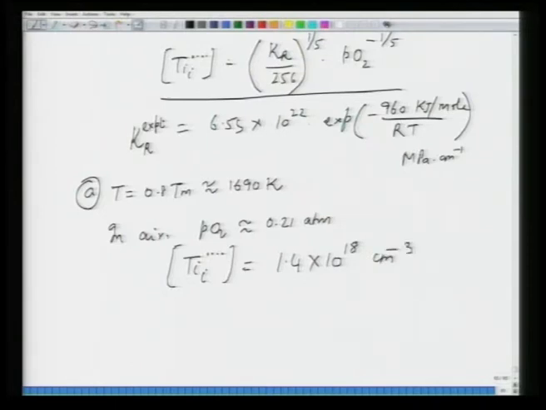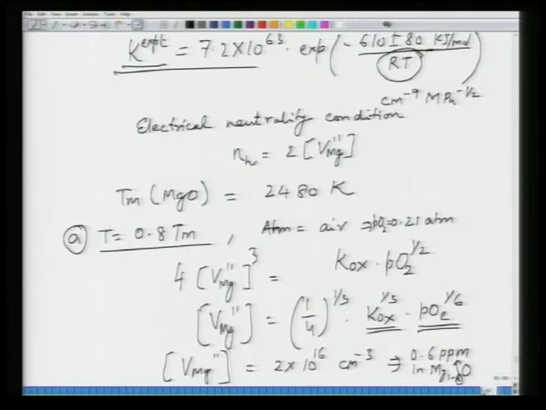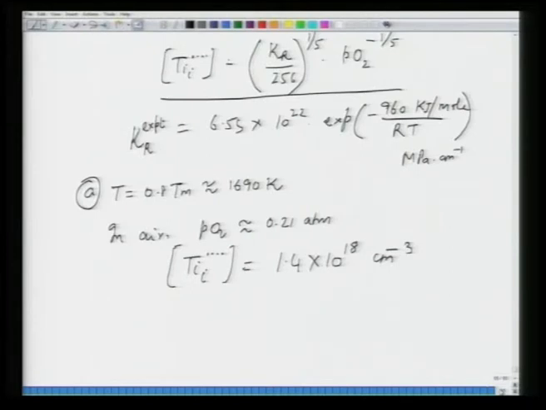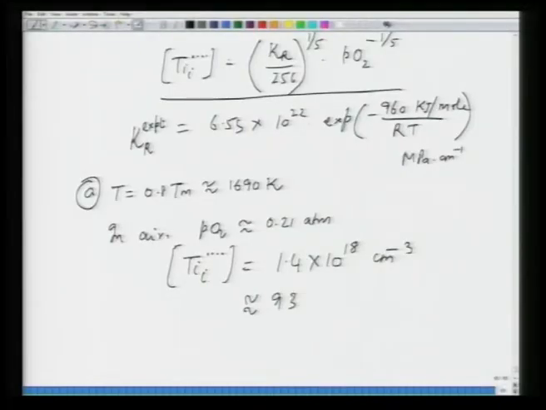and what you get here is 1.4 into 10 to the power 18 per centimeter cube. So first of all, if you compare the magnitude with respect to magnesium, in case of magnesium we got around 10 to the power 16 per centimeter cube at atmospheric pressure, and here you have 2 orders of magnitude higher. So even at atmospheric pressure at the same temperature, that is 0.8 of melting point, titanium oxide has 2 orders of magnitude higher defect concentration in comparison to MgO, and this works out to roughly 93 ppm in TiO2 minus X. So this X is 93 ppm.